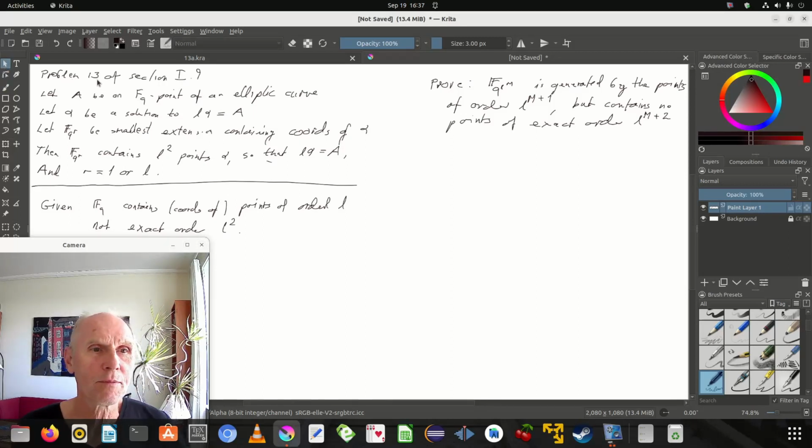First, I've written problem 13 of section 1.9, which took a while recalling what I made there. And then I wrote down the prerequisite and what we need to prove, that Fq in L to the m is generated by the points of order L to m plus 1. And then I've added, but contains no points of exact order L to m plus 2. I think we need that. And put like this, you can see that we can probably prove this by induction, as the case m equals naught is the prerequisite.